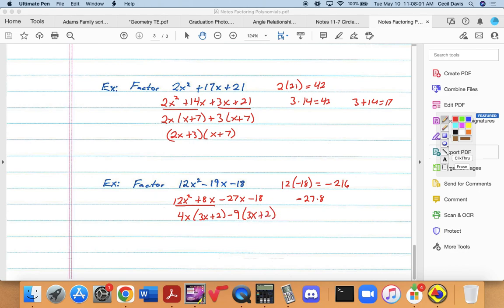Again, if you do it and you don't get the same binomial in parentheses, go back and see if there's something more you can factor out. So this would be 4x minus 9 times 3x plus 2. Okay, it's not bad. You have to be good at factoring to do a lot of stuff in Algebra 2.